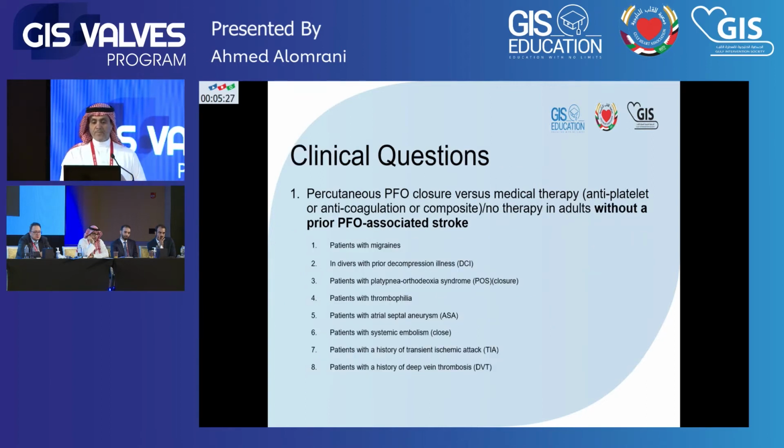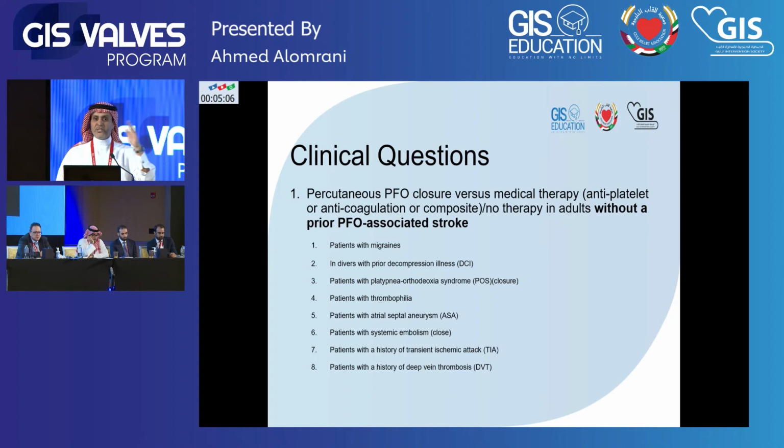So from the clinical questions, the first question had to be addressed by looking at all of these different varieties of patients, whether they have prior decompression illness or atrial septal aneurysm. So the aim here is not anymore looking at the atrial septal aneurysm.